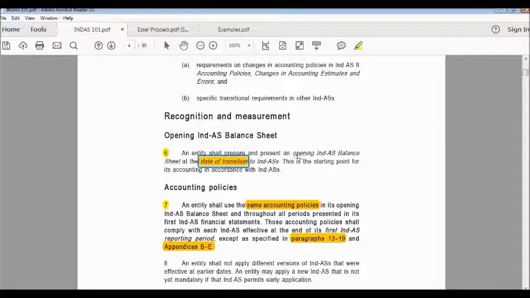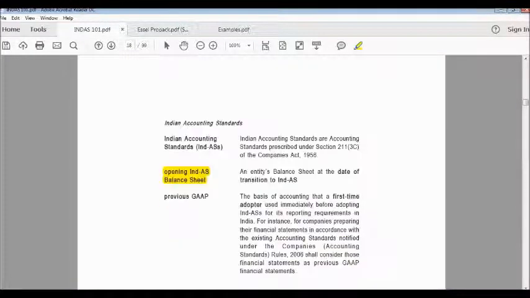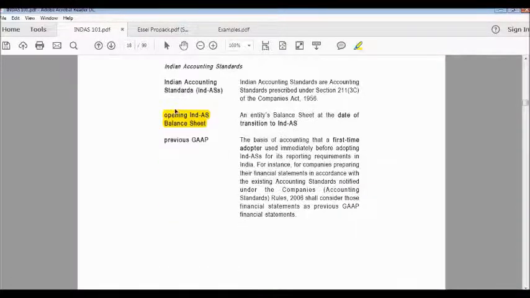The wording "opening Ind AS balance sheet" is in italics, so it has the meaning given in Appendix A. Appendix A gives the definition, which says opening Ind AS balance sheet means an entity's balance sheet at the date of transition to Ind AS.